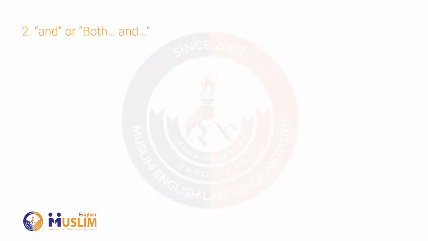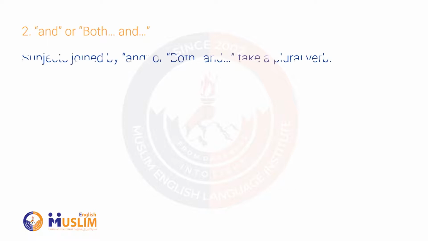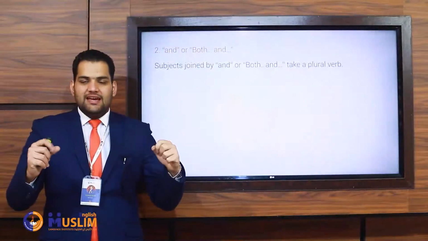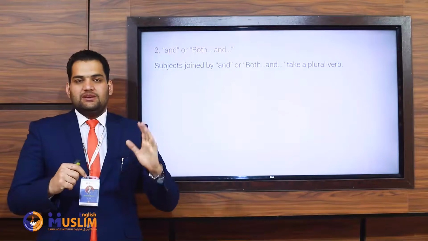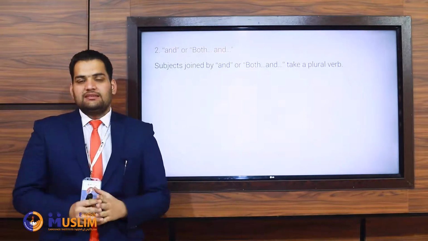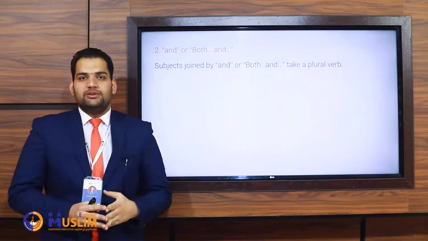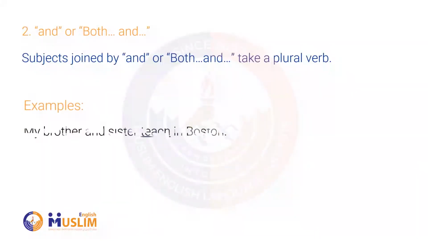Now, the second rule is about and and both and. These are two conjunctions. So, subjects joined by and or both and take a plural verb. Whenever there is a subject, and inside the subject we use and or both and, then the verb should be plural. For example, my brother and sister.